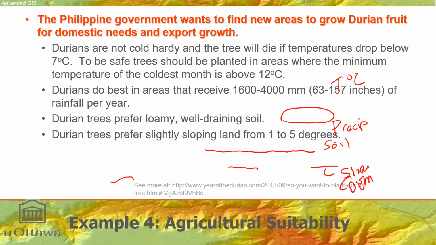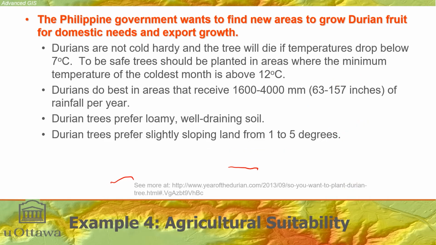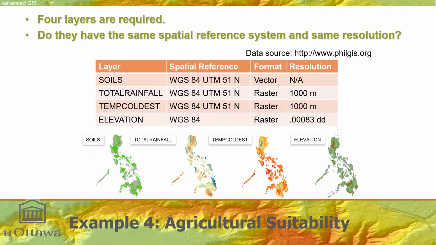So there's a bunch of layers that we require: temperature, precipitation, soil, and an elevation model to get slope. So it's a fairly large data step here. And of course, in the real world, you'd have to source this data. I've already done that for you for this example. So I've given you all the data we need. 4 layers are required, and we have names for each layer. We have soils, total rainfall, coldest, that's a minimum temperature of the coldest month, and elevation. And we'll see these when we do the example in ArcGIS Pro.